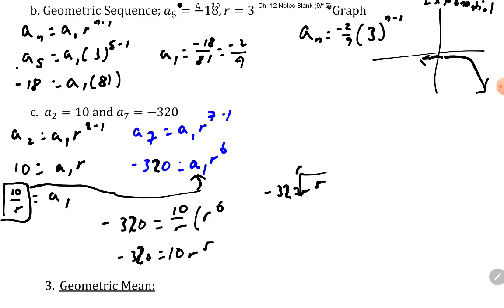Okay, and then I'm going to take the 5th root of both sides. And that'll give me, hopefully, a nice number, negative 2. R is negative 2.